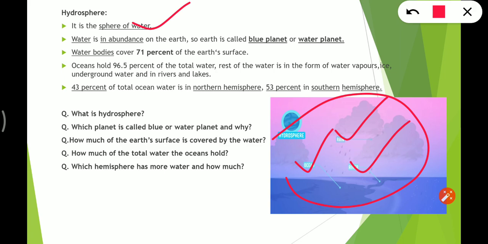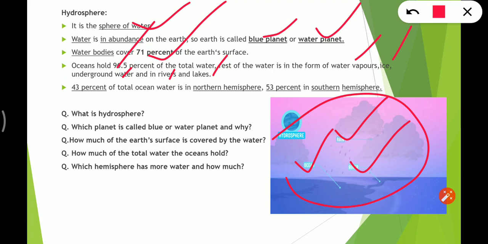Water is abundant on the earth, so it is called the blue planet or water planet. Water bodies cover how much? 71% of the earth's surface, and the ocean holds 96% of the total water. The rest of the water is there in the form of water vapors, as I told you, ice, underground water, rivers, lakes.